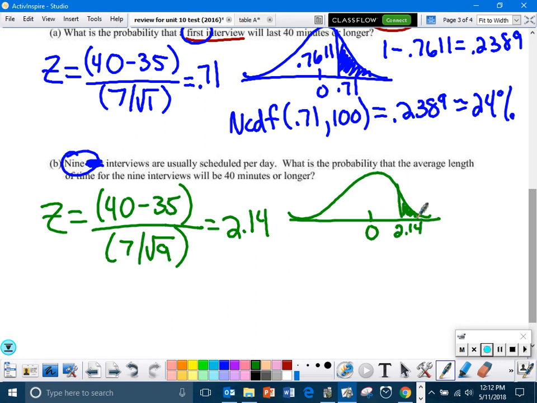Okay, that's pretty small. Now, again, when I look that up on the table, 2.14, it's going to give me what's to the left. And that would be 0.9838. Then I have to go 1 minus that, which should give us 0.0162, I believe.